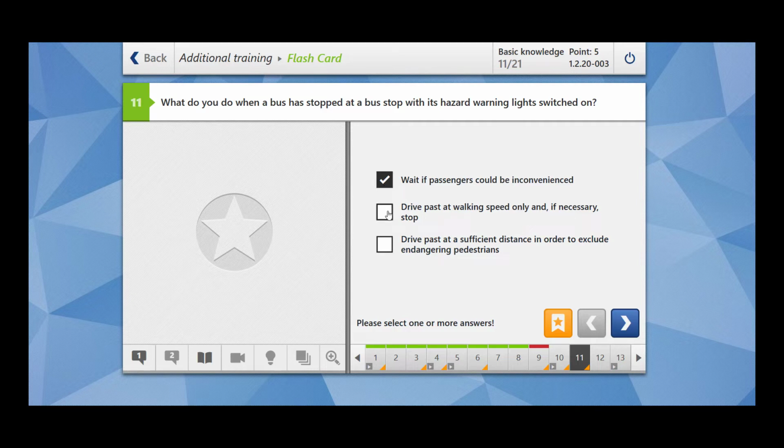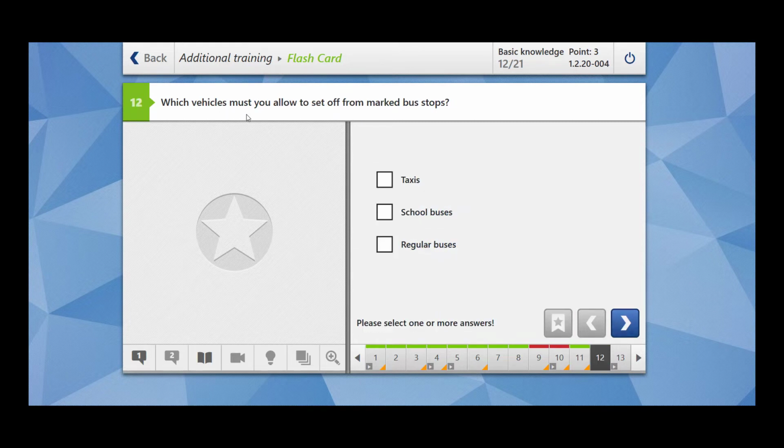Drive past at walking speed only and if necessary, stop. Yes. So you can pass the bus at walking speed, and if it is necessary to stop, then you have to stop. Drive past at a sufficient distance in order to exclude endangering pedestrians. Yes. Whenever you are passing the bus, maintain a sufficient distance from the bus so that you are not causing any danger or hindrance to the pedestrians. Our answer is correct.